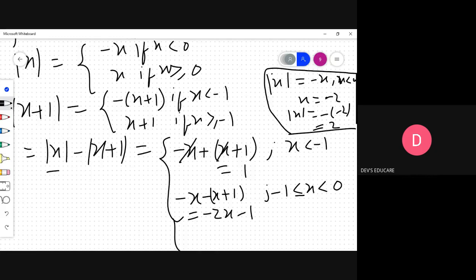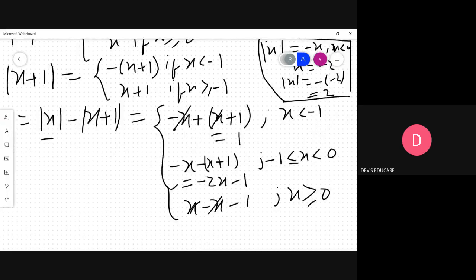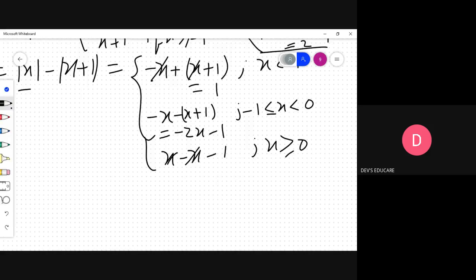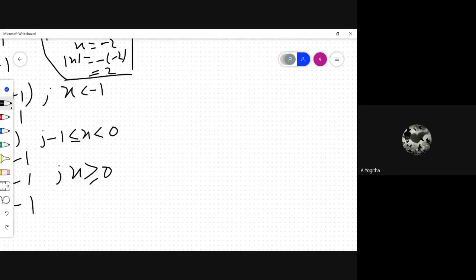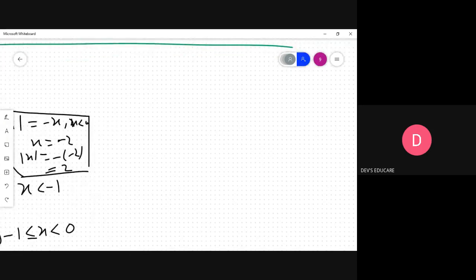And for x greater than or equal to 0, both the functions will be positive, right? So the x terms get cancelled and this will be equal to minus 1. So we have already defined the function over the intervals. Now what we will do is check continuity at minus 1 and 0.